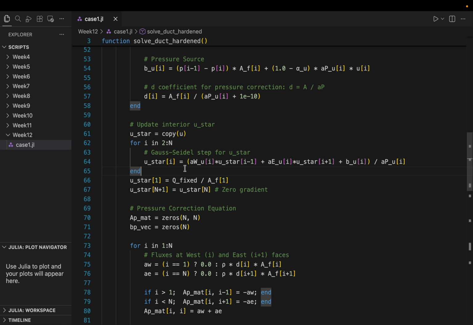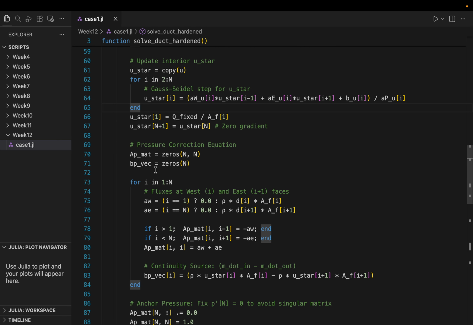Once you have u star, you have to update your pressure. So that is where the pressure correction equation comes. In the pressure correction, again, you have to calculate aW, like ap P prime equals sigma anb P_nb prime plus b, where the sigma terms are rho times d times A. This is consistent with whatever notation is followed in the lecture videos. I'll share the code with you so you can also try it out yourself.